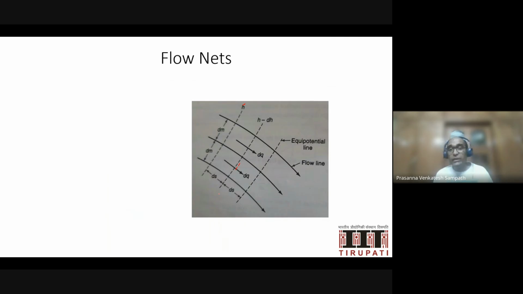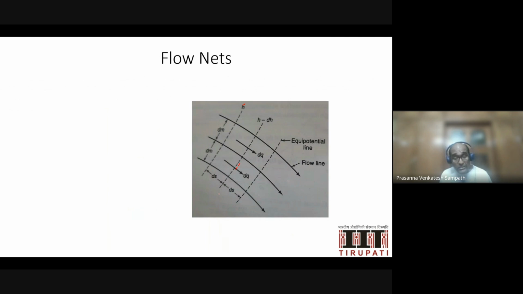So for example, if small h is 10 meters, and then h minus dh, the next one is 9 meters, then the next line will be 8 meters, 7, 6, 5, 4, 3, 2, and so on. Okay. It is not necessary that the distance between 10 and 9 is the same as the distance between 9 and 8 and so on.